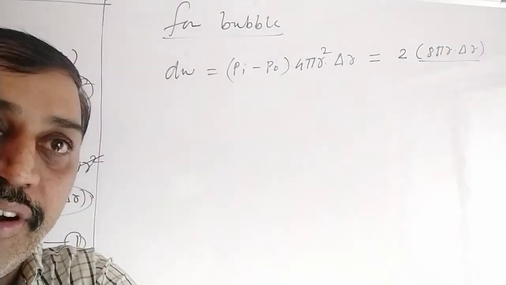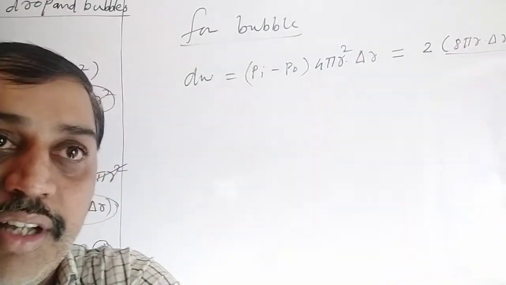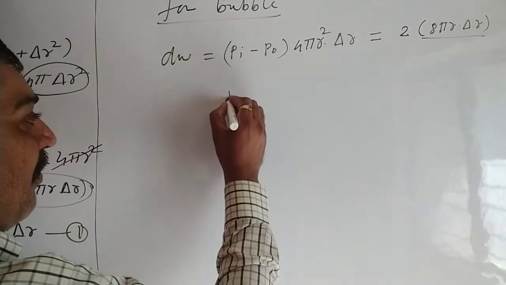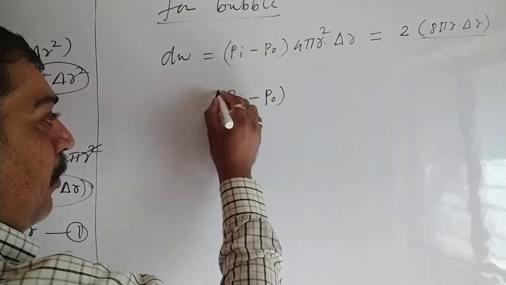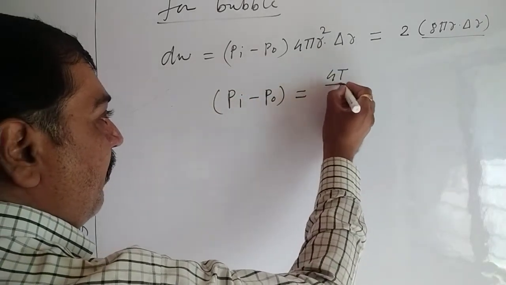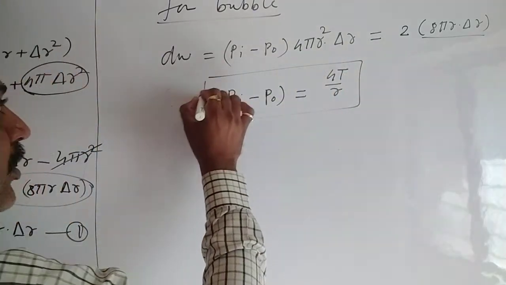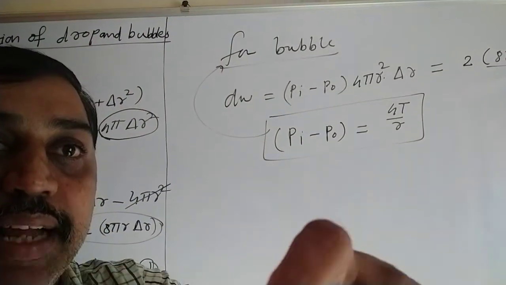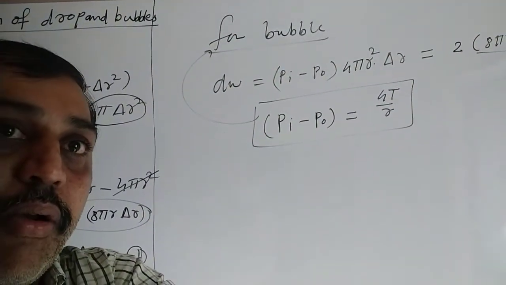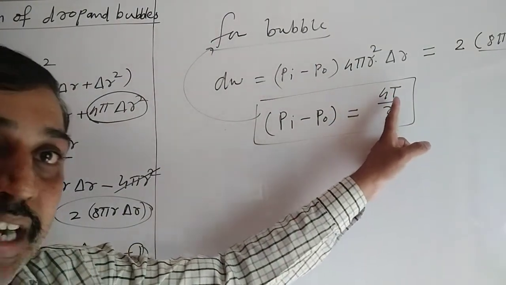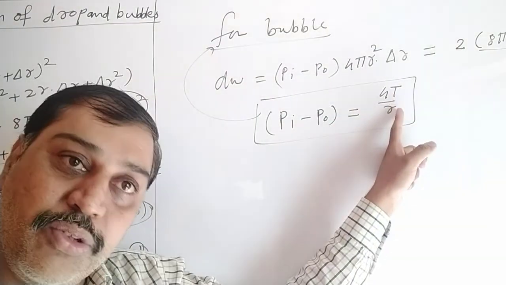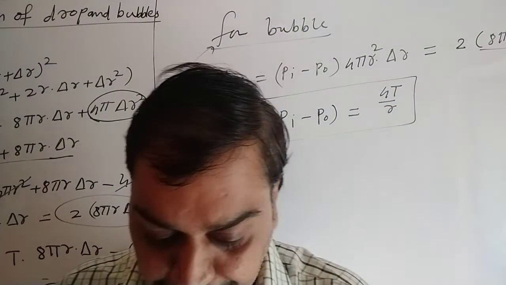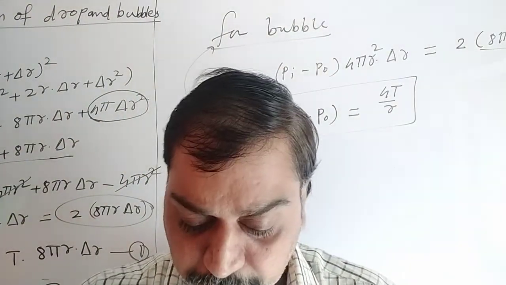Now if we solve this equation further, we get more details, and finally just solve it as we previously did, and find the pressure Pi minus P0, that is equal to 4T divided by R, and this is the equation for pressure for a bubble. Initially we got the same equation for a drop, but for a drop it is 2T by R. For a bubble it is 4T by R, double. Why is it double? Because it has two surface areas, inner as well as outer. So this is nothing but the formation of a drop, or we can say the formation of a bubble.